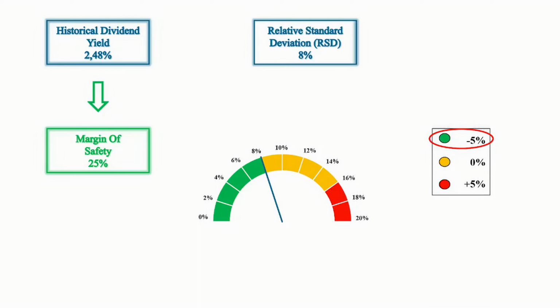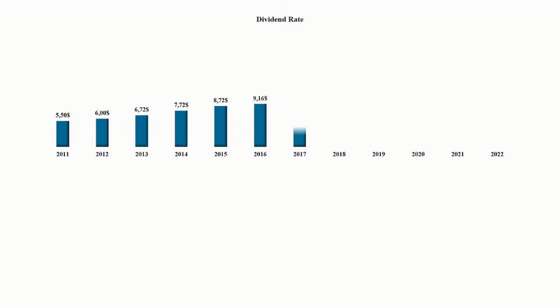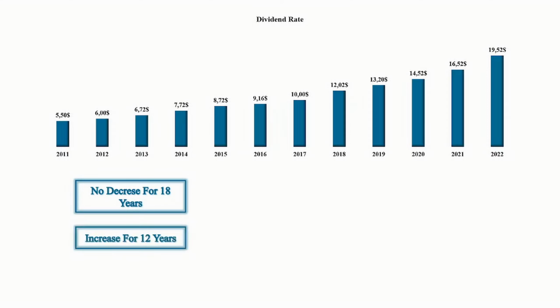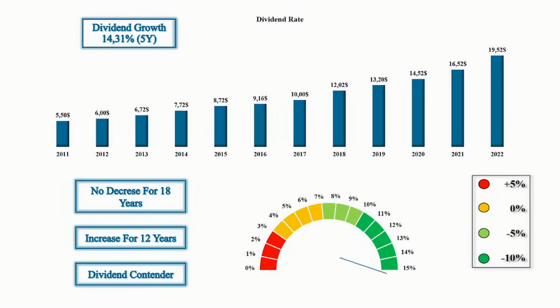As a dividend investor, the dividend growth plays a huge role for me as well. In 2011, $5.50 were paid, and in 2022, $19.52 is expected. Blackrock has not decreased the dividend for 18 years, and they've increased the dividend for 12 years in a row. This actually makes them a dividend contender. In the last 5 years, the average dividend growth was 14.31%, and that's not bad. Therefore, I'll subtract 10% from the margin of safety for the dividend growth.